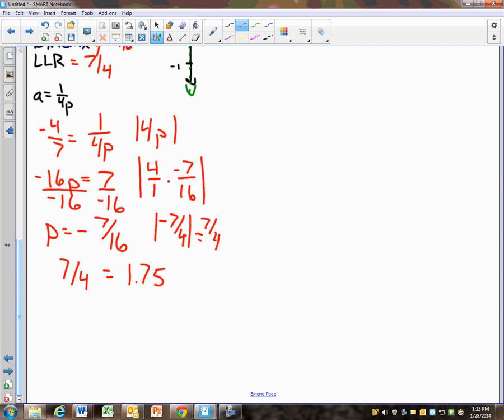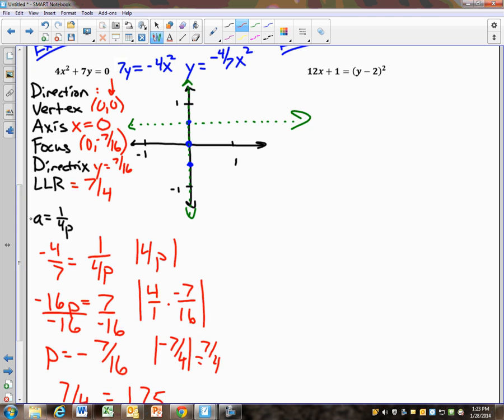So how far will you go in each direction? You'll go half of 7/4, or 7/8, which is 0.875. So you're going to go almost 1 unit in each direction. 7/8 of a unit in each direction. So 7/8 right there, 7/8 right there. That's my latus rectum. That's my segment. I'm sticking to it.